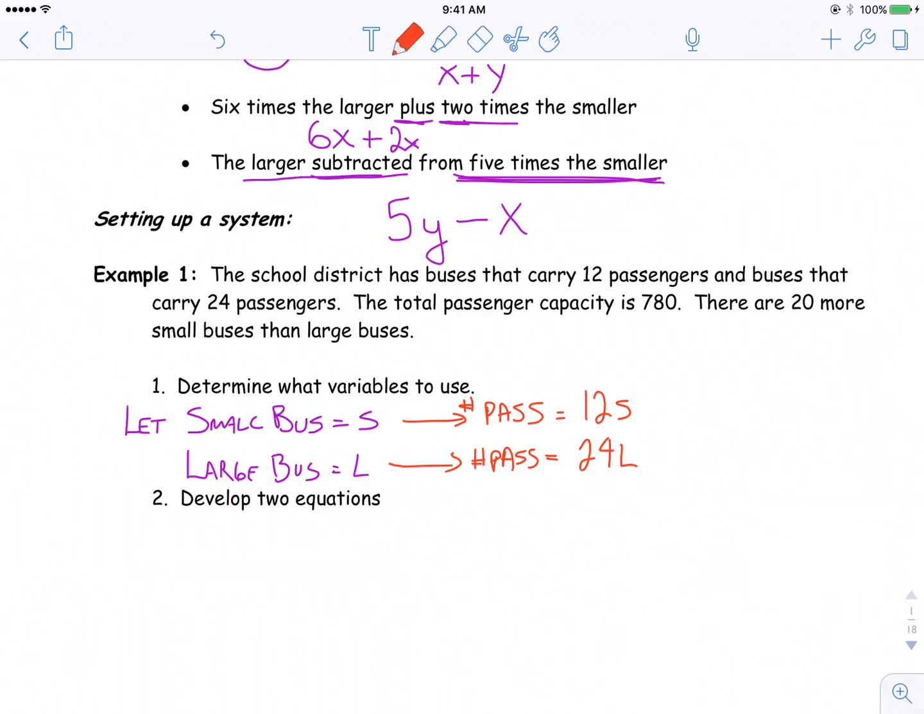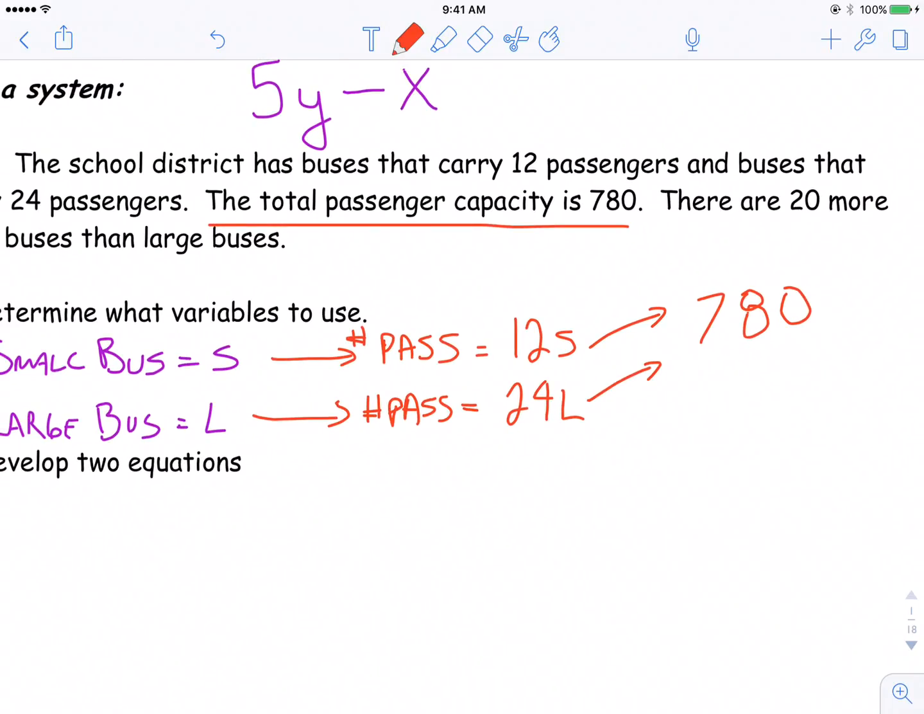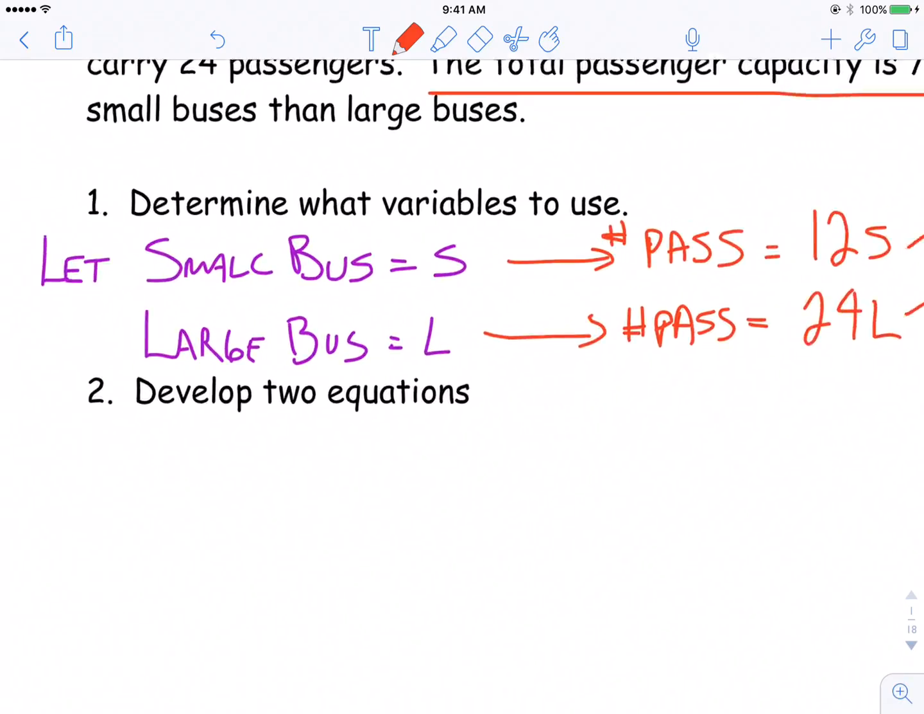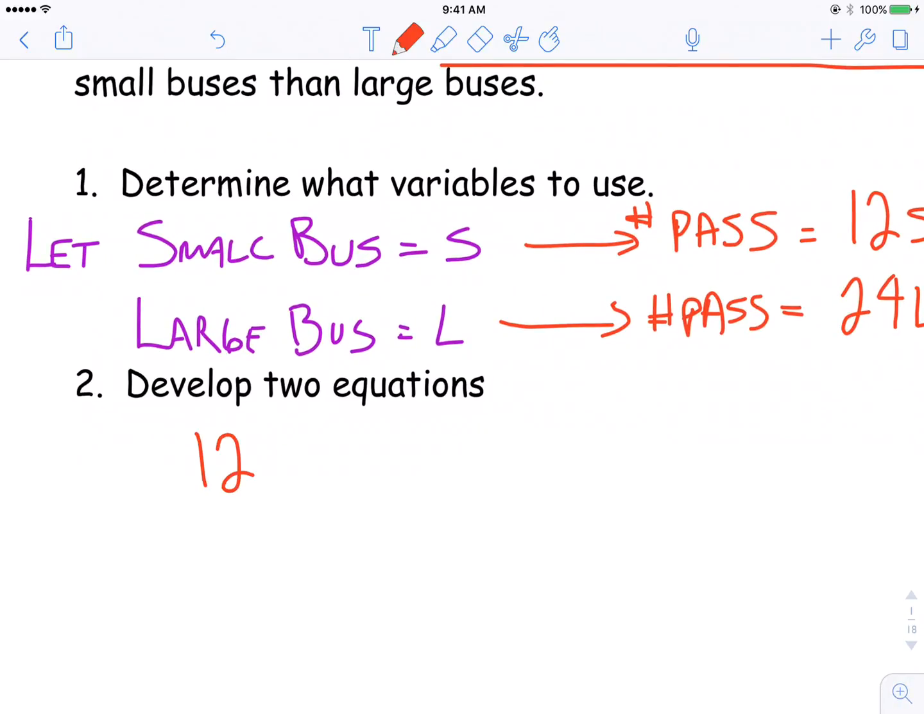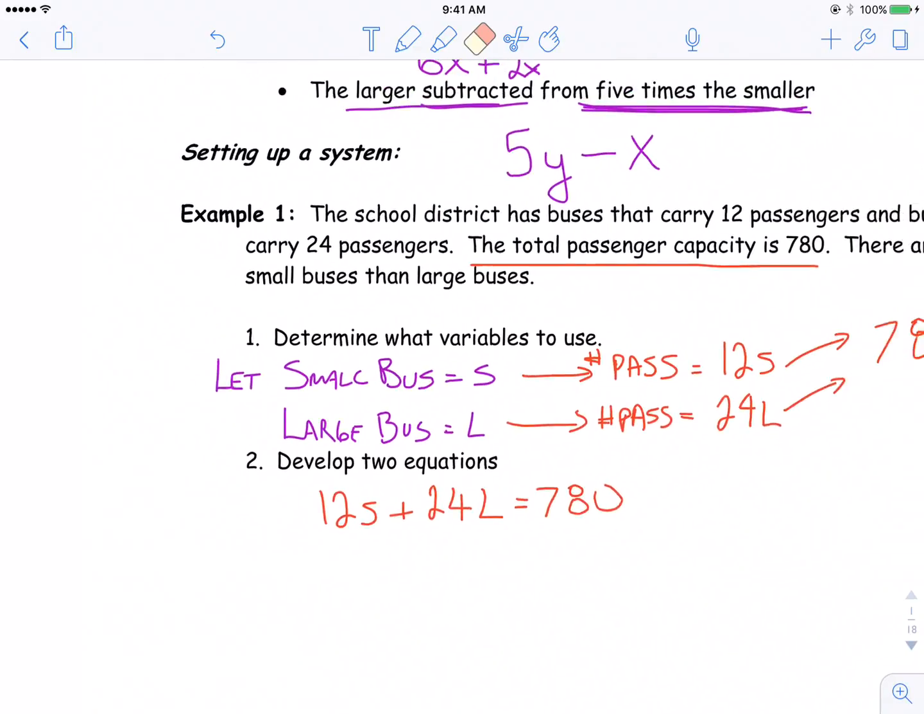Next statement, total passenger capacity is 780, which means the total number of passengers that I could get by using buses has to add up to 780. Now I don't know what the values of S and L are, so to make my equation I can say 12S plus 24L is equal to 780. Total number of bodies on my small buses plus the total number of bodies on my large buses is going to equal 780.